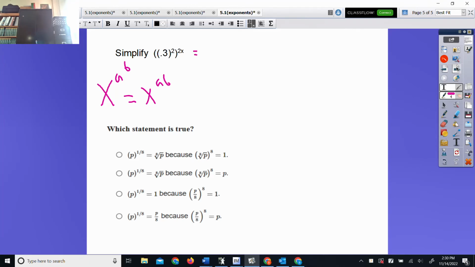What's this thing going to be? X to the 3 to 4x. 3/10 to 4x. Why don't you guys spend about 2 minutes figuring out the last one?